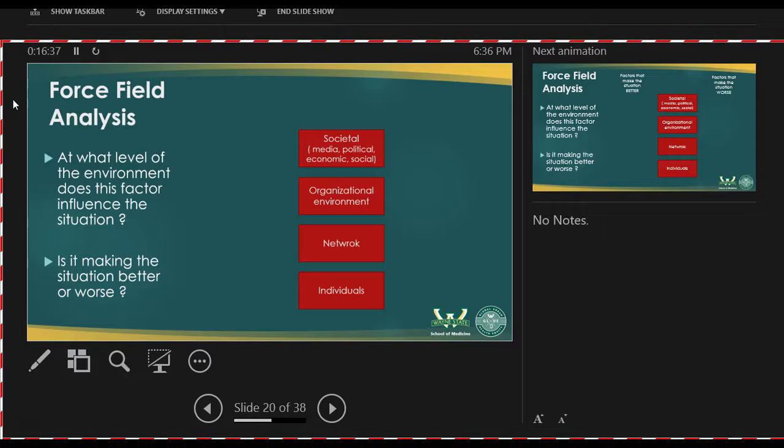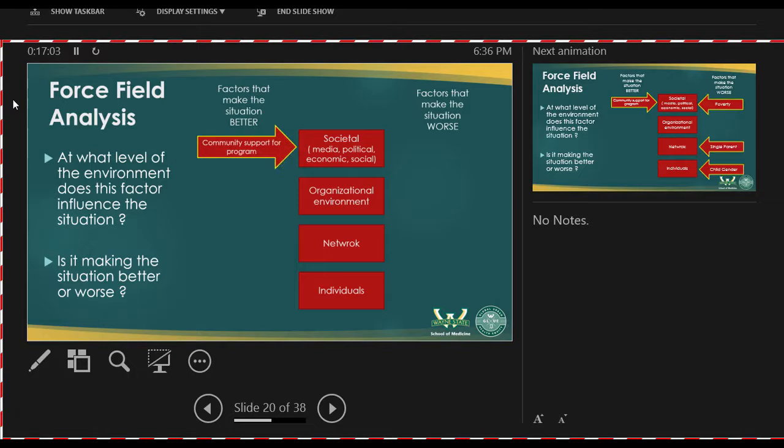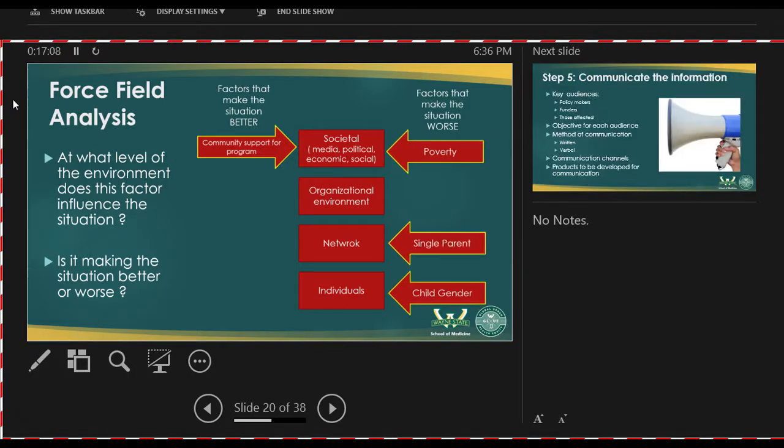The other one is a force field analysis, a little bit easier than a SWOT analysis. In force field analysis, you have the societal, organization, and environment levels, you have network, spelling is wrong, and you have individuals. Then you see at what level of the environment a factor influences the situation, and whether it is making the situation better or worse. Here, community support is making it better, and then you ask what factors are making it worse. So poverty, single parent, child gender. These are the common ones.